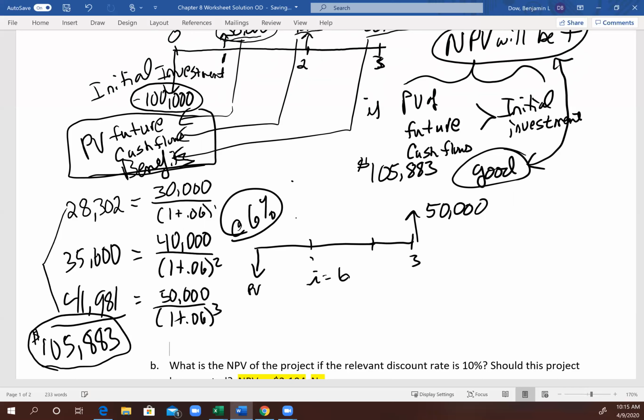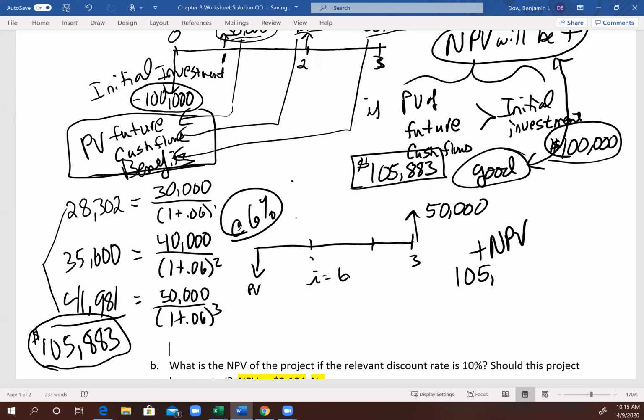So if I've got a project that has a benefit to me of $105,883 and only costs $100,000, then that project is good because it will have a positive net present value. Now, how do I calculate that? The present value of the benefits minus the upfront cost. It has a net benefit of $5,883.